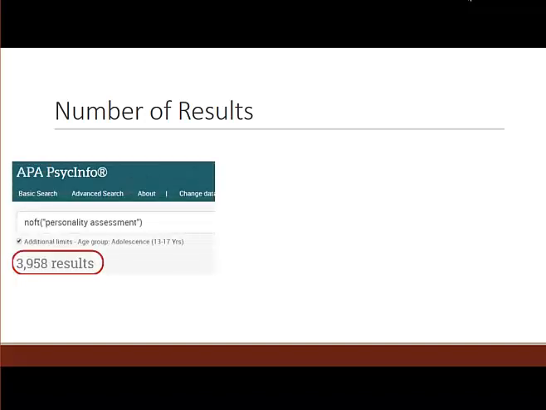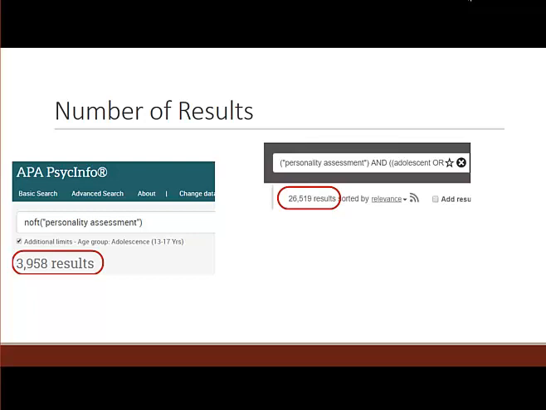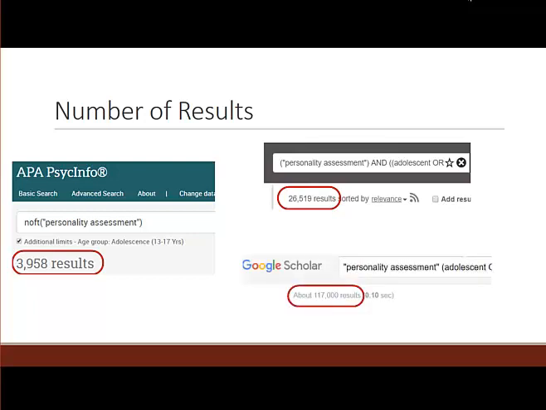Let's look at the initial number of results we generated in each search. In PsycINFO, our search returned just less than 4,000 results. In FASTsearch, we returned 26,500 results. And in Google Scholar, we returned 117,000 results. This, of course, makes sense because PsycINFO indexes the least amount of content. It's just one database. And Google Scholar indexes the most. It's a broad, publicly available tool.